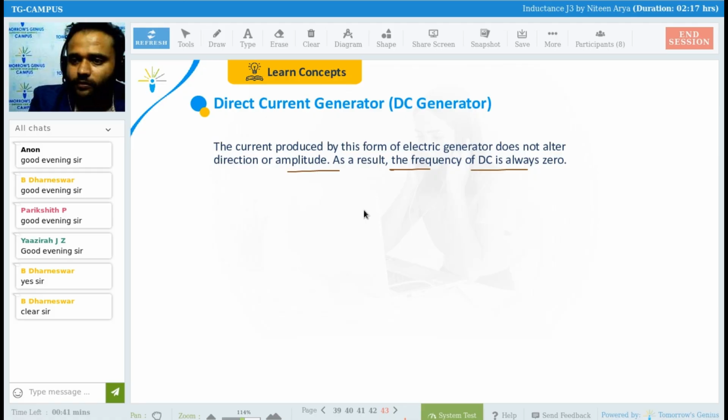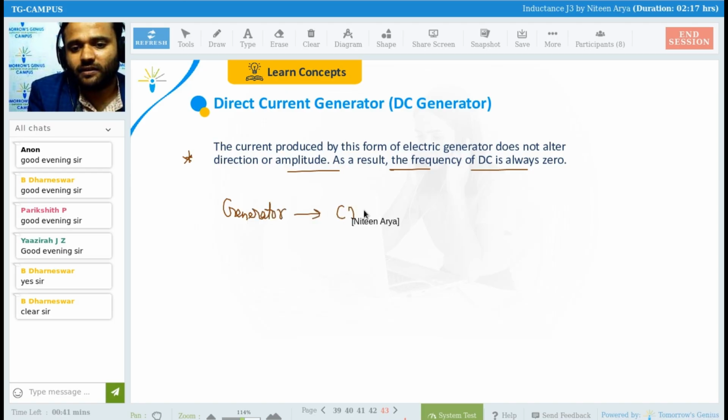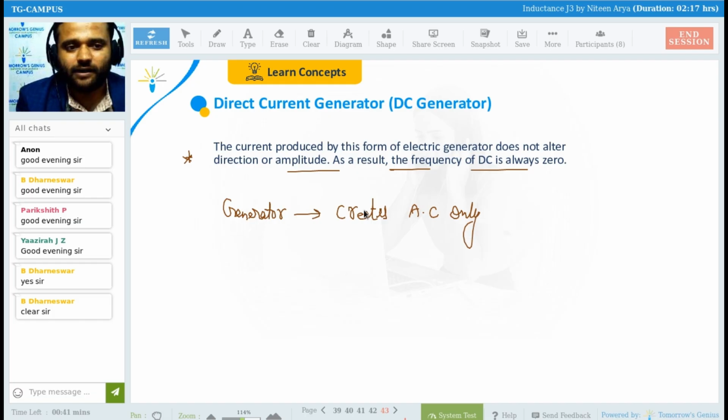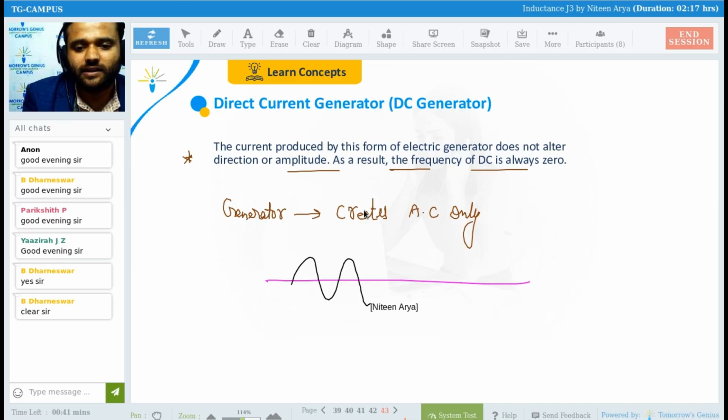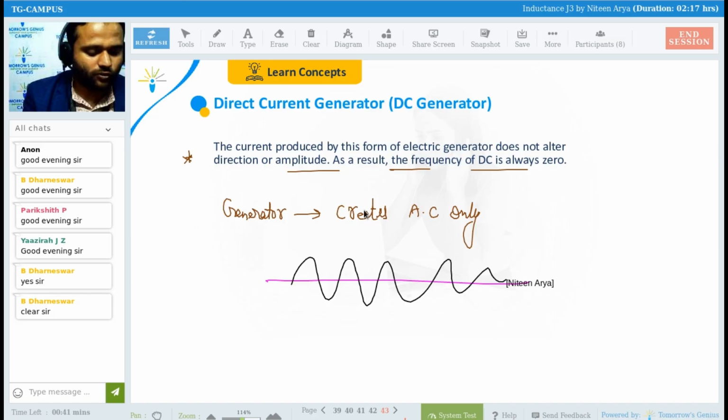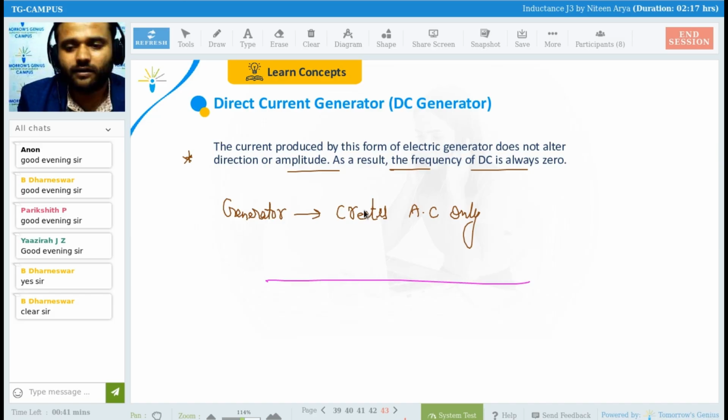Okay, so here in the direct current, what particular thing is written over here: this AC generator or simply generator creates AC only, alternating current only. And the frequency of DC is always zero. What is the meaning of saying that? As we know, direct current is like this. There is no frequency. There is no fluctuation in this. So the frequency is zero.